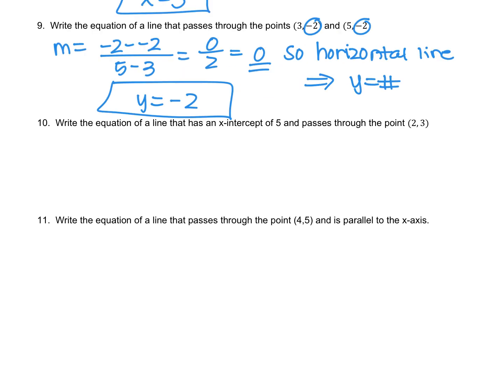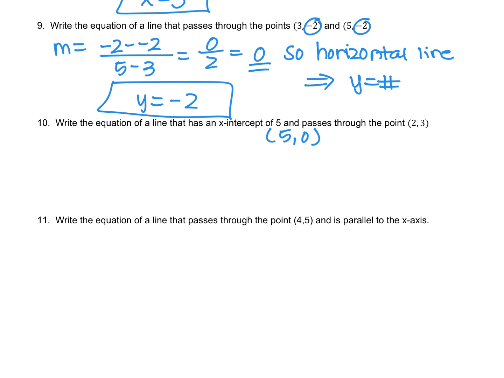Okay? Number 10 says, write the equation of a line that has an x-intercept of 5 and passes through the point 2, 3. It doesn't give me the slope, and it only gives me 1 point. But what is the point of an x-intercept at 5? What point would that be? 5, 0. Good. So it gives you 2 points. So now we can find the slope.